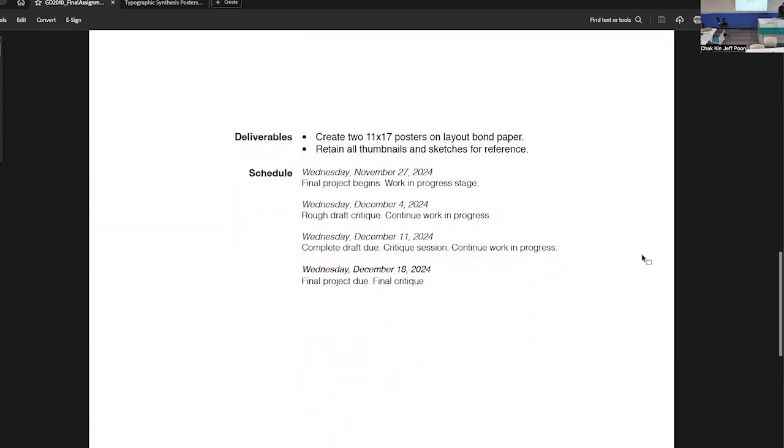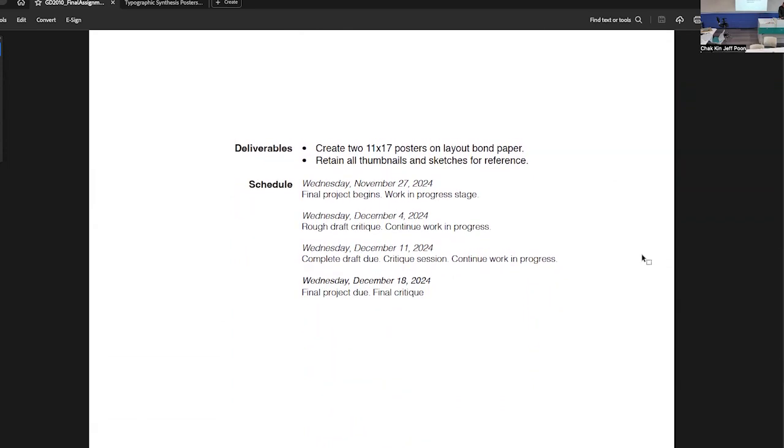Deliverables. Create two 11 by 17 posters on nail-bound paper. Retain all thumbnails and sketches for reference. So this is the size we'll have.